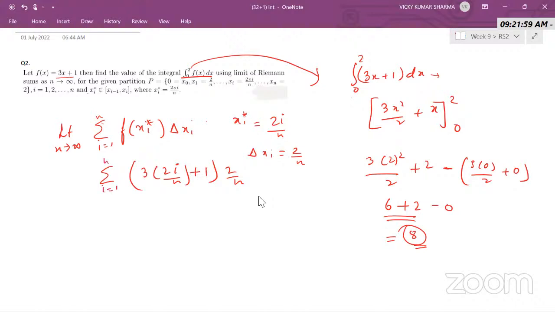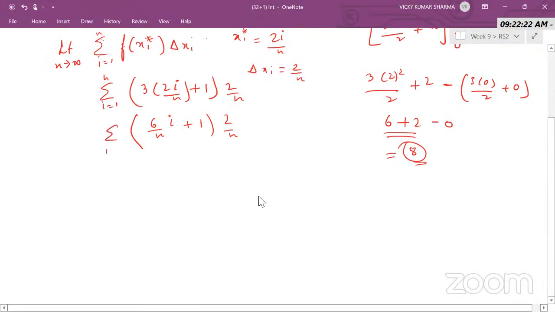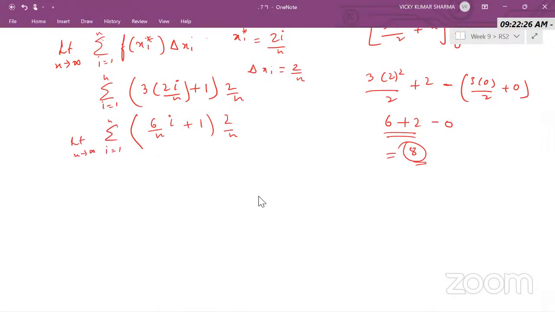Now let's do some kind of simplification here. This 2 by n, let it be as it is. Now look at this. i is the one which is going to n, right? If I simplify this, it is going to be 6 by n times (i plus 1) upon 2 by n. Can I write it in this way? Right? And still over here, the summation i from 1 to n is there, and of course I should not forget that limit n tends to infinity. Over here also, limit n tends to infinity.